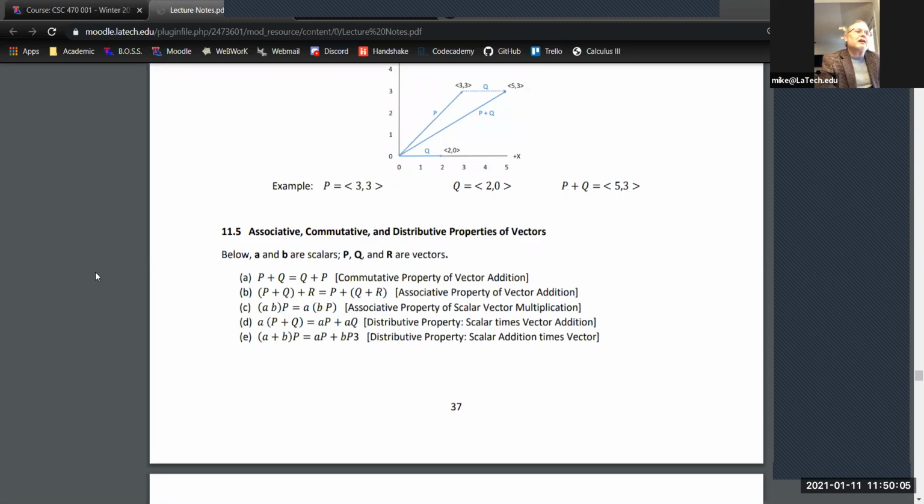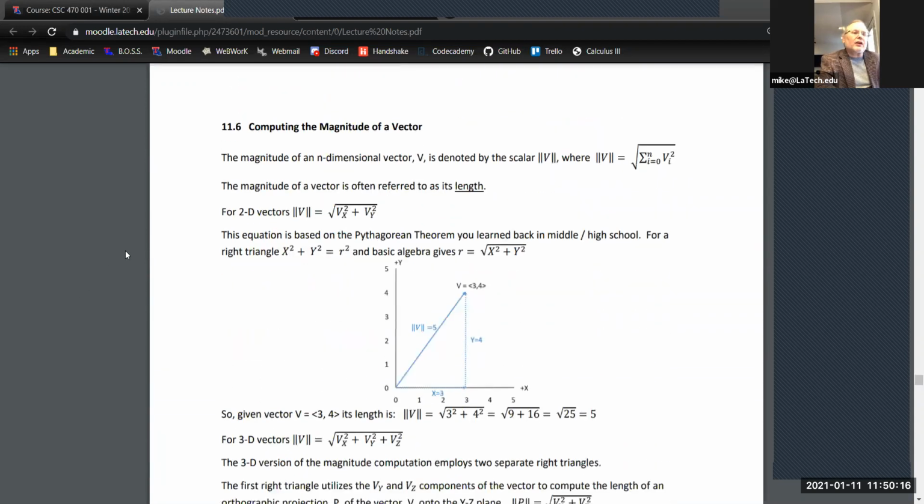It's just basic stuff that you will have seen again in your pre-calculus class probably. Moving on to the top of page 18, computing the magnitude of the vector.